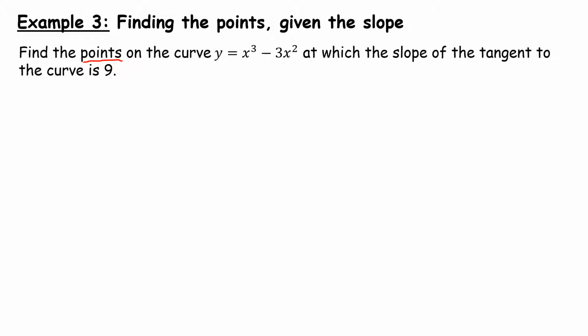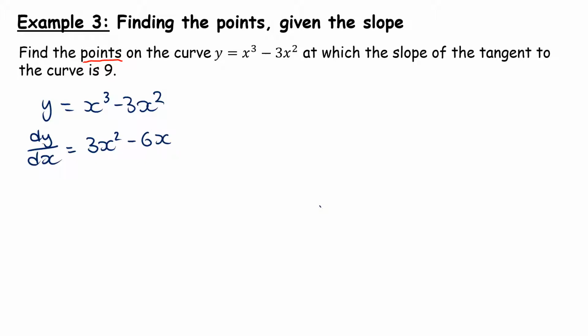So find the points on the curve y equals x cubed minus 3x squared, at which the slope of the tangent to the curve is 9. So we're kind of working backwards here. We're still going to start with our y equals x cubed minus 3x squared. And they're talking about the slope of the tangent to the curve. So we know that that is differentiating, so it's our derivative, dy/dx. Bring down the power, take 1 away from the power. Bring down the power, take 1 away from the power.